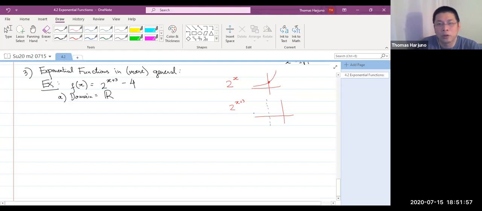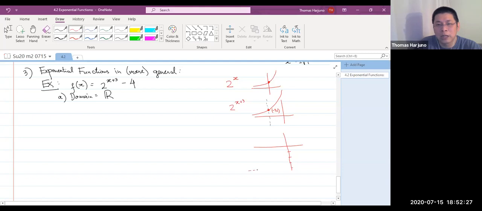Okay, so the graph is now like this. That's what the graph looks like, and this is where the original y-intercept now moves. So this coordinate is now (-3, 1). Then from there we move down 4 units.